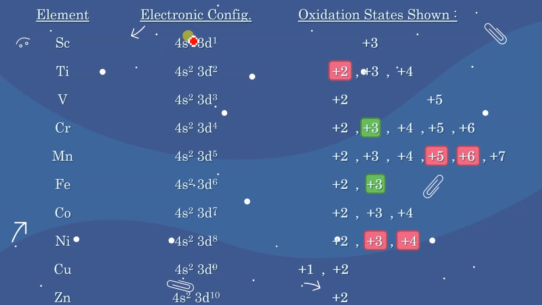So if it is losing 3 electrons, that means 4s0 3d0, it is going to gain this condition, +3 and inert gas configuration it will get, so it will be stable. So that's it. +3 is the stable one.